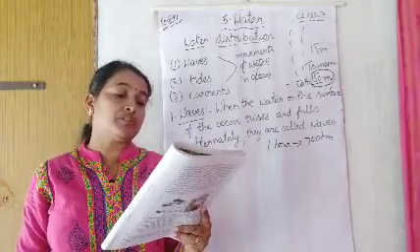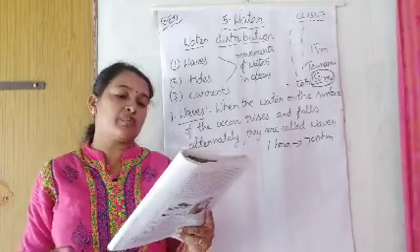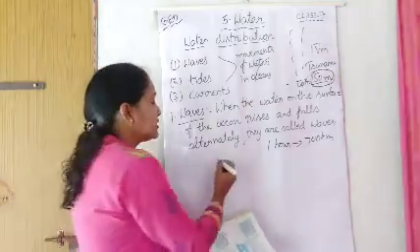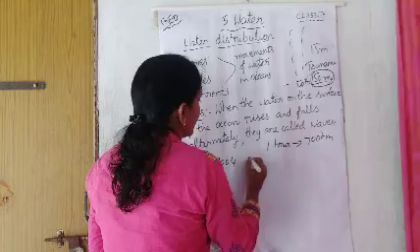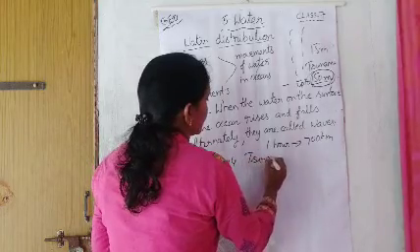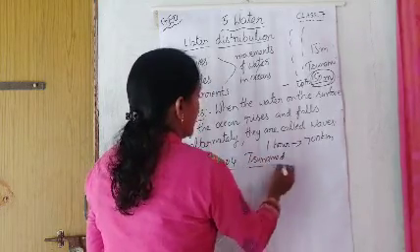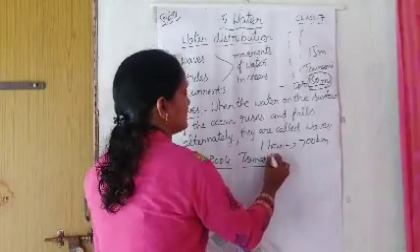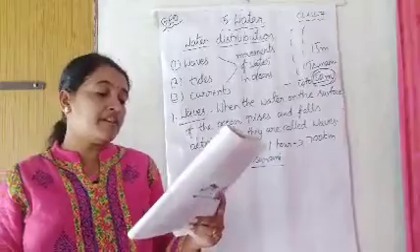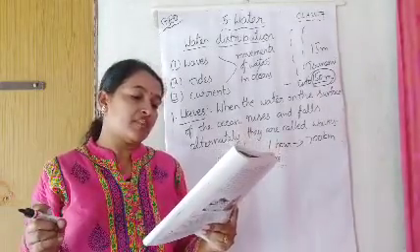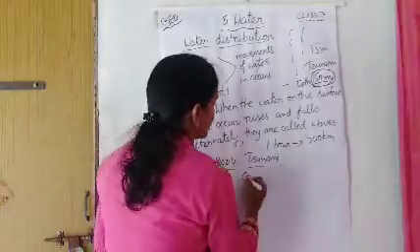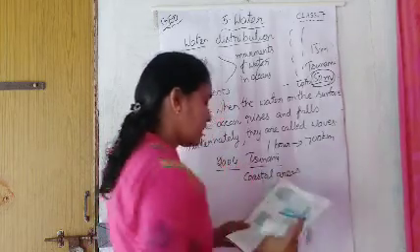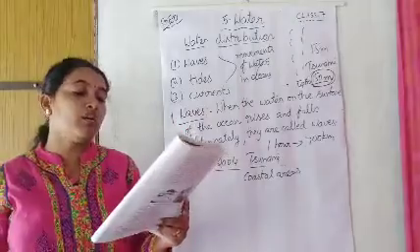The tsunami of 2004 caused widespread damage in the coastal areas of India. So, in 2004 there occurred a tsunami, and with this tsunami a lot of destruction happened. Where? In coastal areas of India.